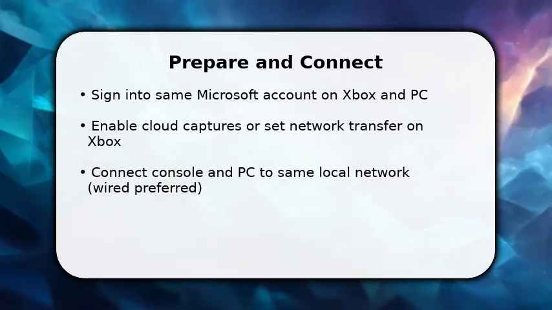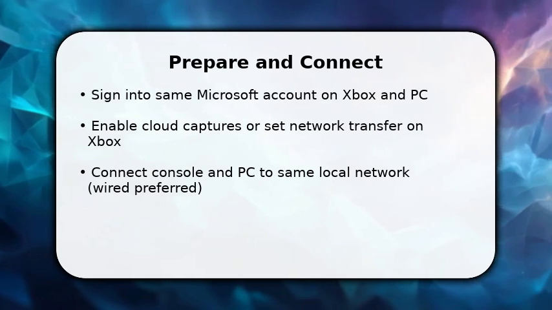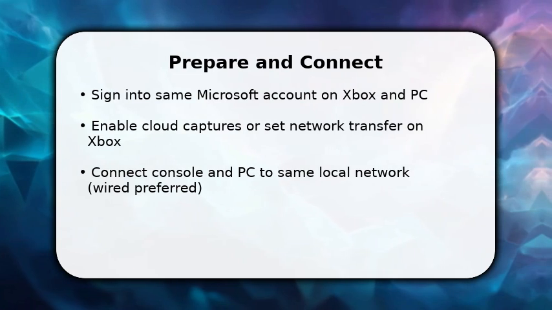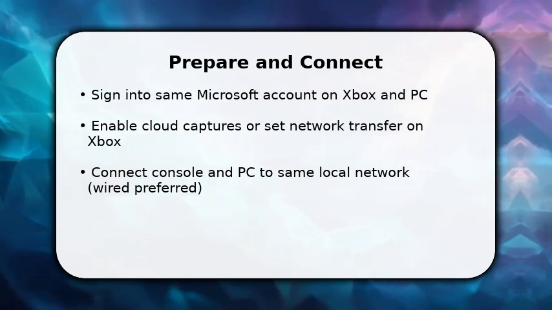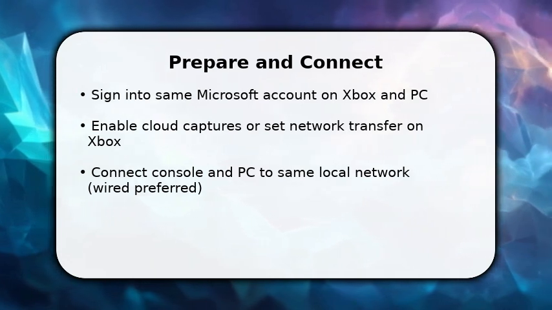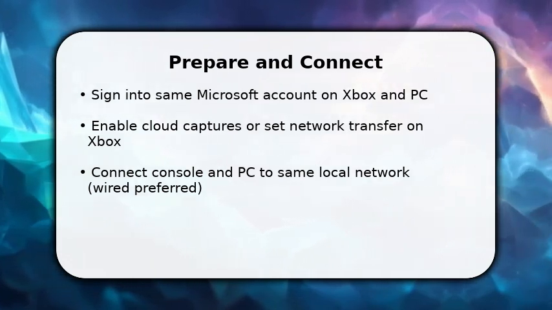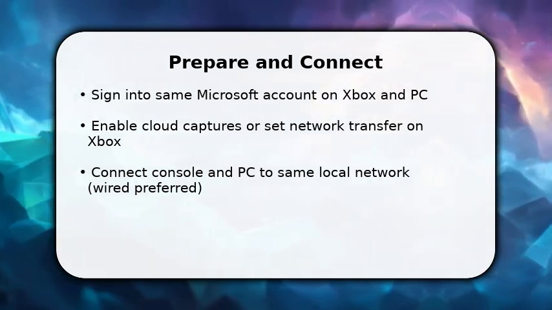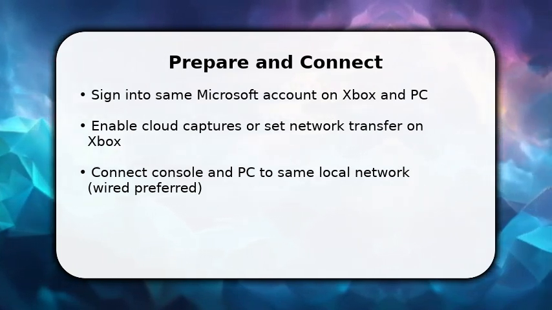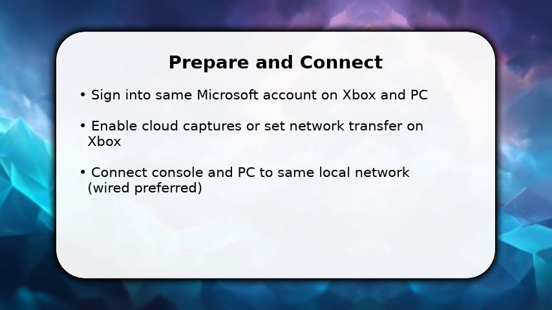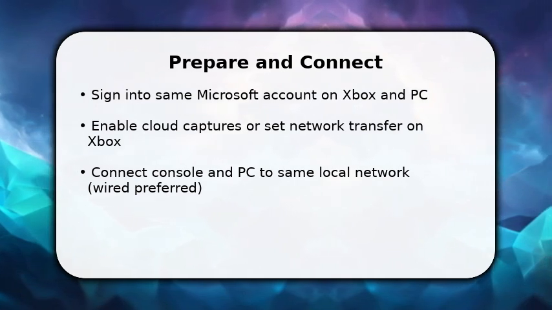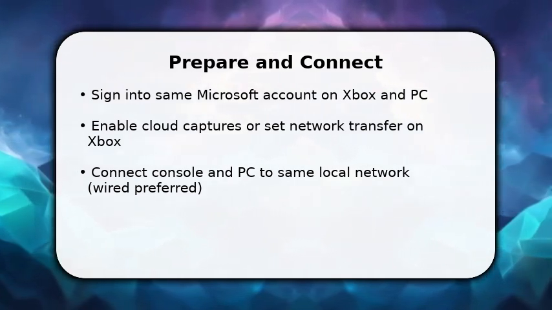You start by confirming account parity. Sign into the same Microsoft account on both Xbox and PC so captures sync. Next, enable cloud captures or turn on network transfer on the Xbox. This makes files discoverable. Connect both devices to the same network. Use wired for stability and speed. Once done, open the Xbox app on PC and let it authenticate. This grants file access. These steps remove permission and connectivity blockers, so you can fetch captures reliably.